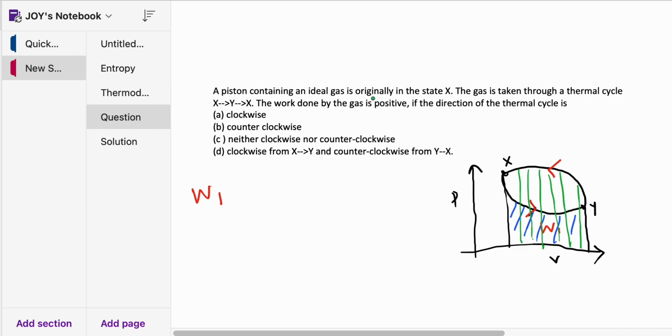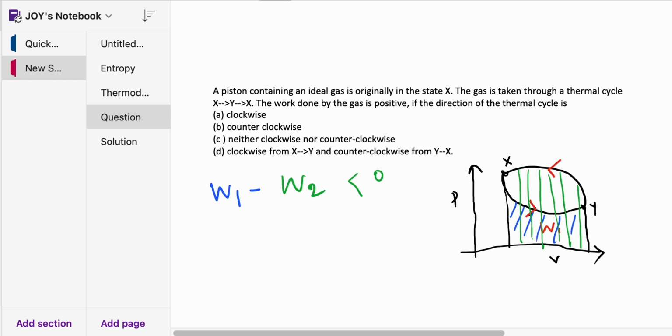That means the total work done by this gas is actually W1 minus W2. Now from here you can see that this blue region is actually less than this green region. That means it is always negative. So if we go in this direction, we can't extract any work. The gas will not do any positive work. It always remains negative. This is actually counterclockwise, right?